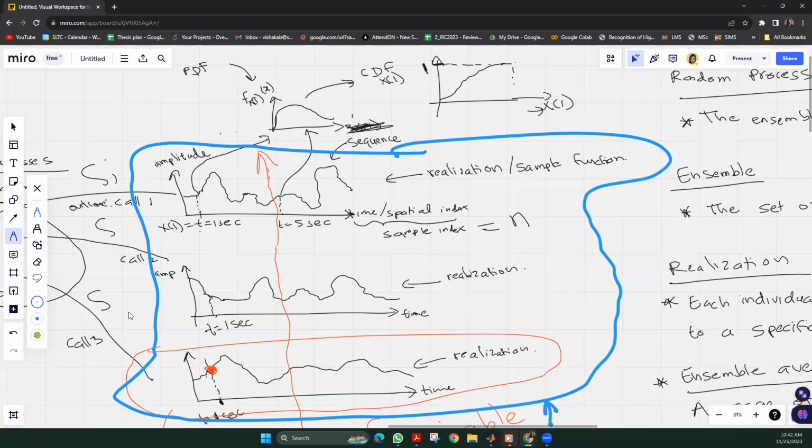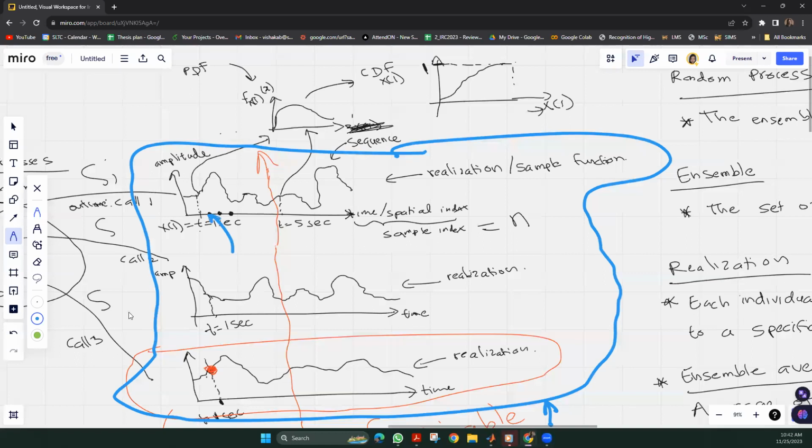So for a certain random variable, we can define the CDF function of that random variable, right? So for each point in the time axis, we can draw a probability density function like this. What it means is that each point in this time axis is a random variable, right? Each point.